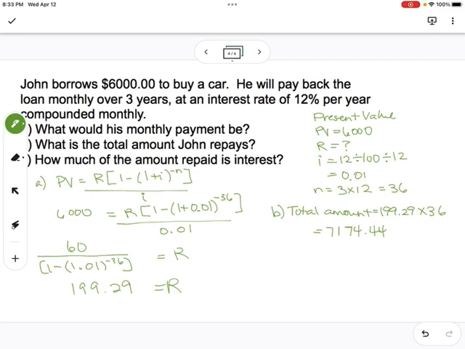Okay, and the last one is asking how much of the amount repaid is interest. So if John pays a total amount of $7,174.44 and the initial loan is only $6,000, we are going to subtract those two to figure out how much interest he actually paid. So our interest is 7,174.44 minus 6,000. And that's $1,174.44 interest that John paid.